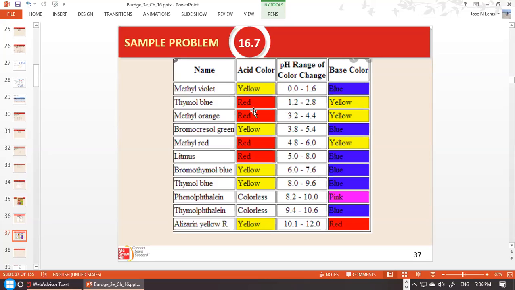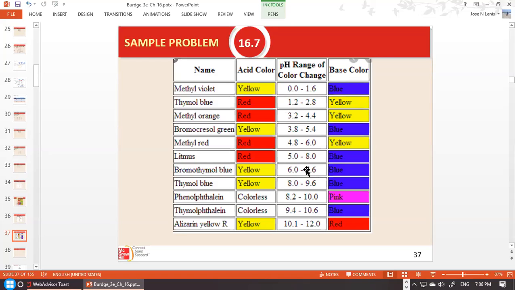Here is about the color changes happening and the ranges. It's important to know the range where the indicator is changing. So it's not enough to say, for example, a solution changed to blue color to know what is the acid-base character of the solution. Because as you can see, different indicators turn blue color at different ranges. For example, this one, methyl violet, turns blue between 0.01 and 1.6, and still acidic.